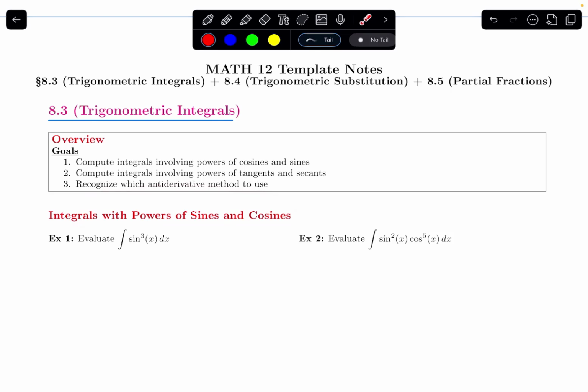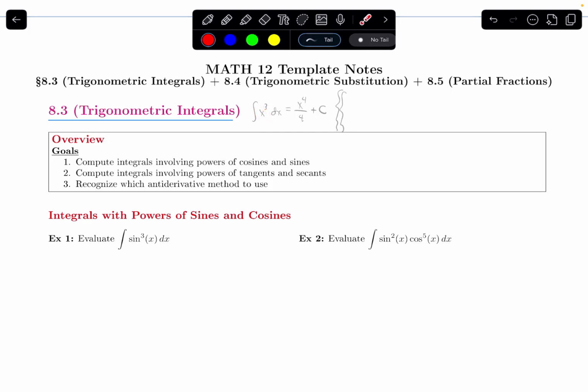Let's say I want to evaluate the integral of sine cubed of x dx. It might be tempting to do it the same way as just the integral of x cubed dx, because that would just be reverse power rule. I just add 1 to the power to get 4 and divide by 4, and of course, I have my plus c. But we've seen before that that doesn't work when you have something more complicated raised to a power.